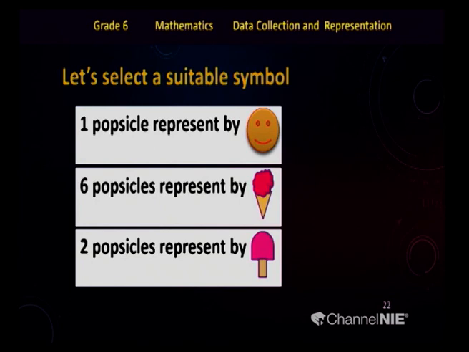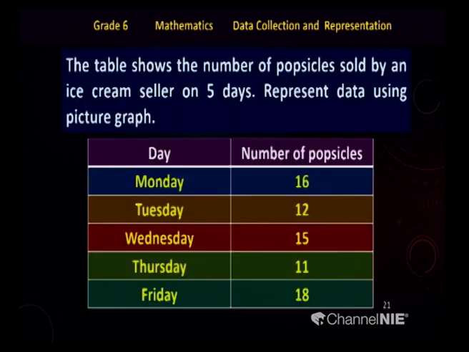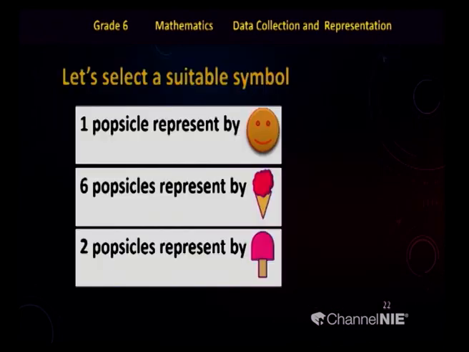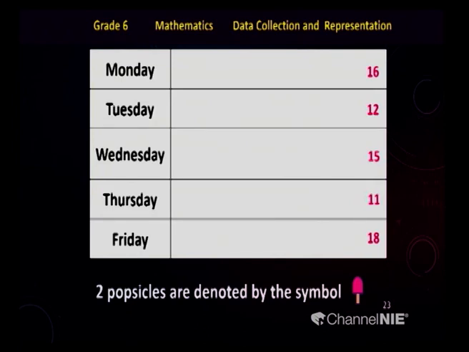We will see, children, the last one. 2 popsicles are represented by this symbol. So, is it the suitable one? 16 okay, 12 okay, 15? Can you represent that? We will see that. Then next one, 11, 18. So, how to use this symbol? I am going to use the last symbol. That means 2 popsicles are represented by this symbol. We will see that, my dear children.